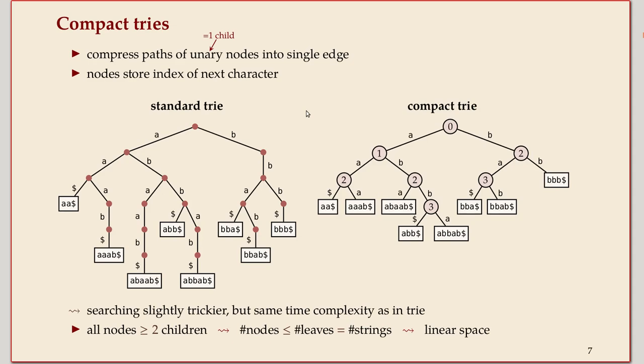And that's exactly the idea behind compact tries. They're the same as the tries we discussed, except if you have a unary path, a chain of nodes that have only a single child, you contract those into a single edge. So you make this a single edge here.